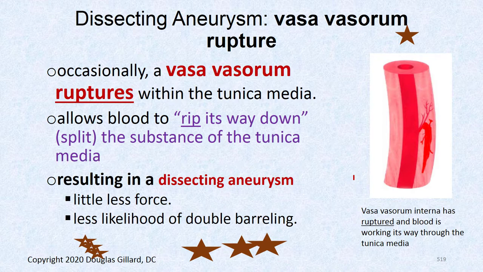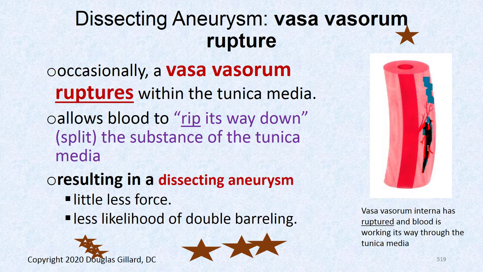And it doesn't have to start with a rip in the tunica media. Sometimes it starts from a vasa vasorum. Remember that we have different types of arteries within arteries to feed especially this outer layer. These are cells. They need to be fed as well. So here's a vasa vasorum, but we had an aneurysm form in the vasa vasorum, and it ripped, and the blood started working its way down.